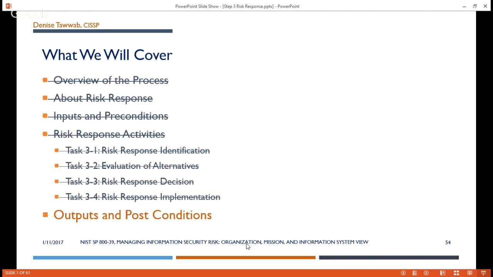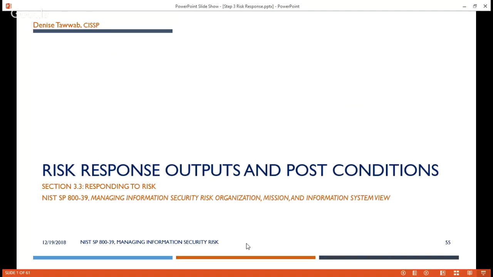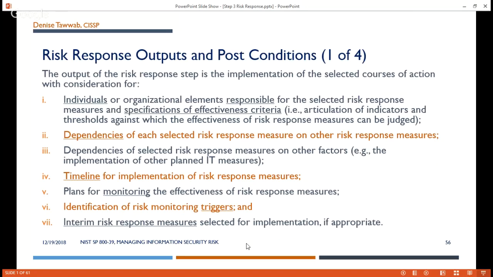Okay, we've covered everything about the risk response activities, and now we're looking at the outputs and post conditions. What comes out of the risk response step? The output of the risk response step is the implementation of the selected courses of action with consideration for individuals or organizational elements responsible for the selected risk response measures and specifications of effectiveness criteria, articulation of indicators and thresholds against which the effectiveness of your controls can be measured.